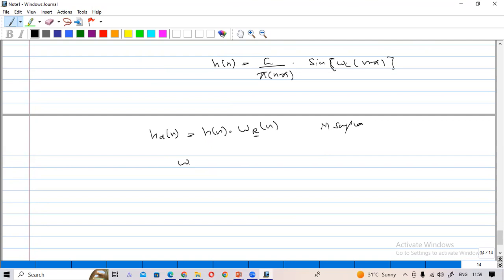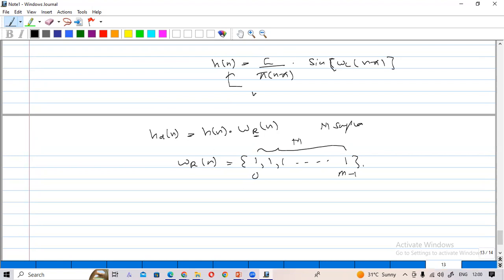So you can define the rectangular window as 1, 1, 1 up to M minus 1, and 0 otherwise. So there are a total of M samples. Here you can see that n is not limited. N can get any value, minus infinity to plus infinity. So definitely this will be IIR, infinite impulse response. Now you have to find the FIR response, finite impulse response, that is your desired response, using windowing techniques.